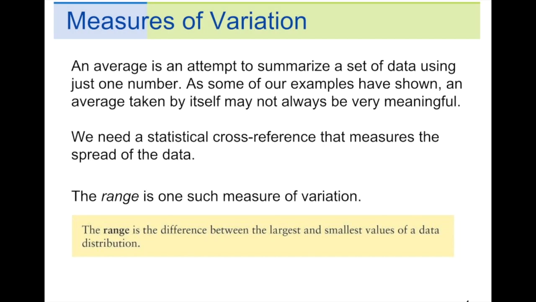Measures of variation. An average is an attempt to summarize a set of data using just one number. As some of our examples have shown, an average taken by itself may not always be very meaningful. We need a statistical cross-reference that measures the spread of the data. The range is one such measure of variation. The range is the difference between the largest and smallest values of a data distribution.